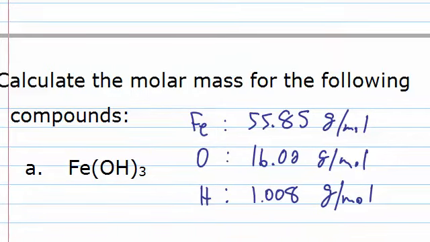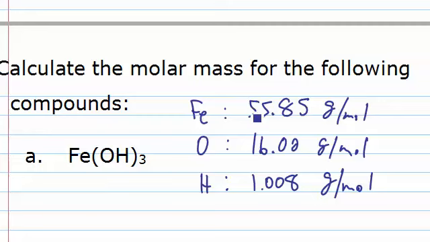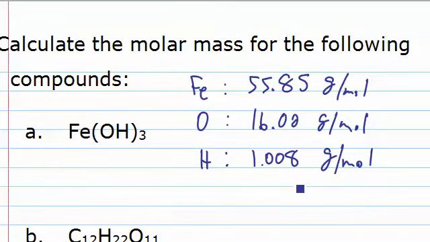So now when I calculate the molar mass, I'm going to take 1 mole of iron, and I'm sorry, I'm going to take 3 moles of oxygen and 3 moles of hydrogen in my calculation. Okay, and if I plug these into my calculator correctly, I should end up with a molar mass for ferric hydroxide of 106.9. Again, that's simply adding up these component atomic masses. So we're going to take oxygen times 3, hydrogen times 3, and then add that to iron.